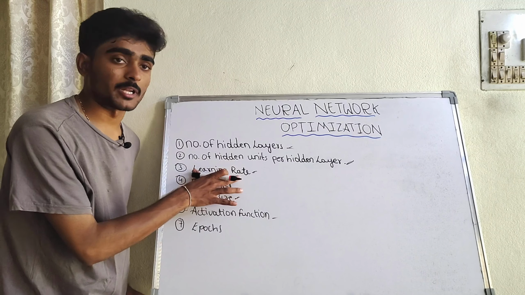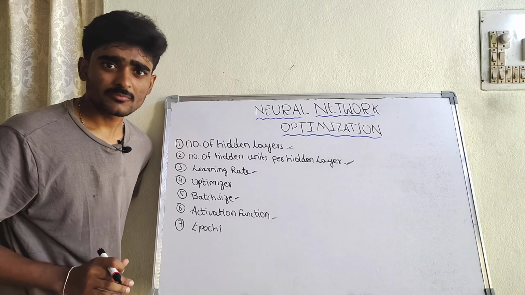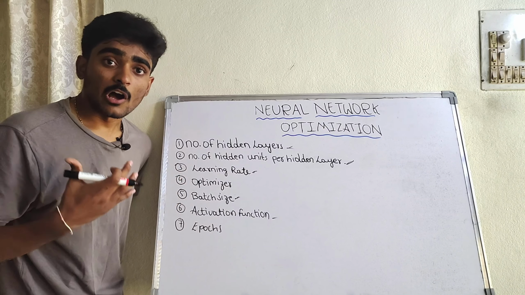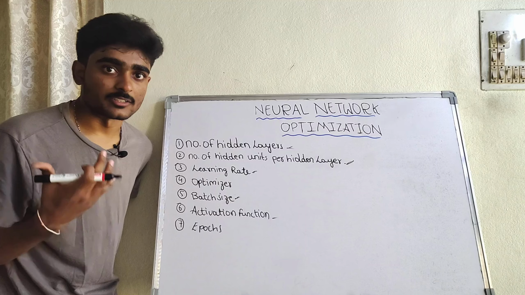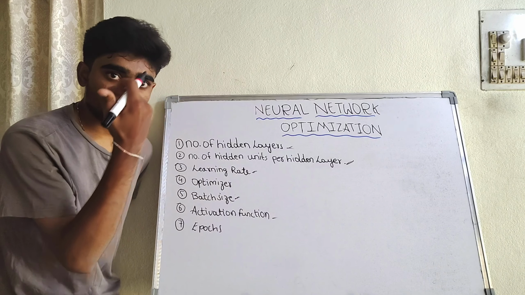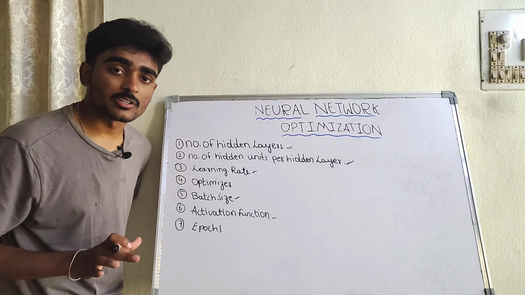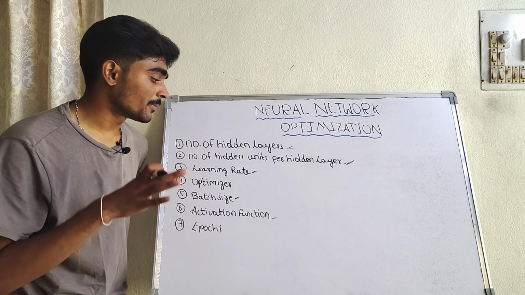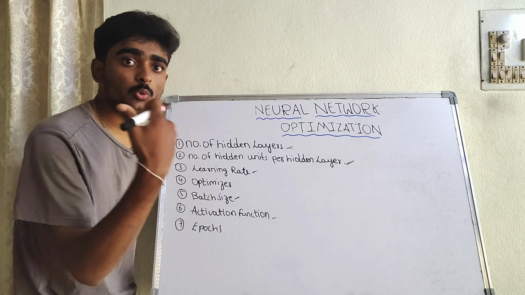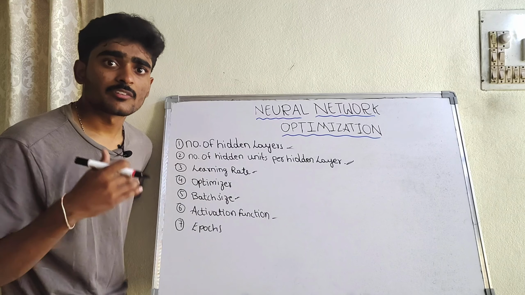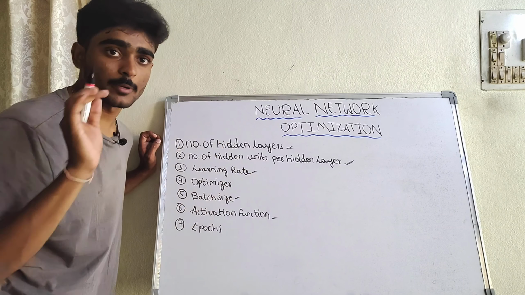Our third hyperparameter is the learning rate. This learning rate defines how fast a neural network can learn. If you have set your learning rate too low, your neural network learns slowly. If you have set your learning rate too high, your neural network learns faster. This is our third hyperparameter.